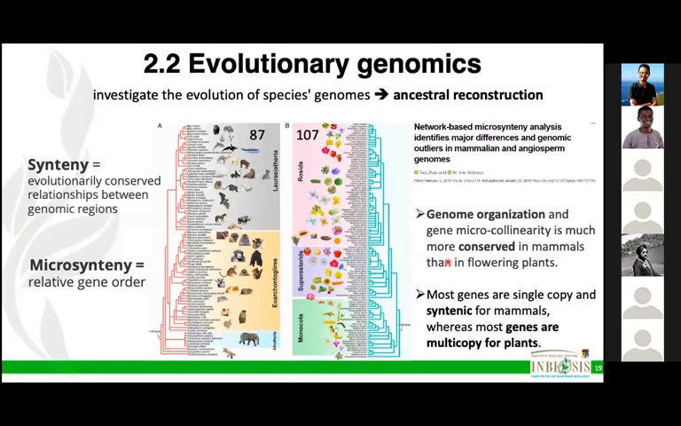And the second one, evolutionary genomics, basically investigates the evolution of species genomes to reconstruct ancestry. Synteny, as I mentioned just now, is basically the evolutionarily conserved relationship between genomic regions, whereas microsynteny deals with the relative gene order. In this study, using network-based microsynteny analysis comparing 87 animal and 107 plant species, we found that microsynteny is much more conserved in mammals, with more single-copy and syntenic genes among them, whereas the genes in plants are highly multi-copy because of gene duplication.